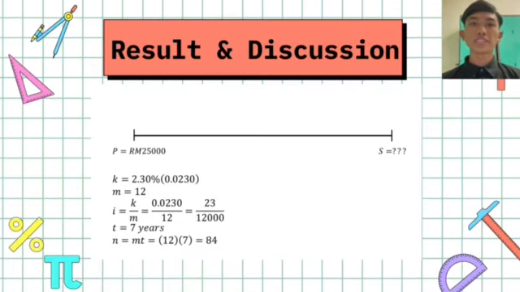Result and discussion for case study 1, compound interest. Before we continue to solve the problem, we must identify the information given in the problem statement. We get P equal to 25,000 ringgit, K equals 2.30%, which is 0.0230, M equal to 12, I equal to K over M, which is 0.0230 over 12, equal to 23 over 12,000. T equal to 7 years, N equal to MT, which is 12 multiplied by 7 equal to 84.